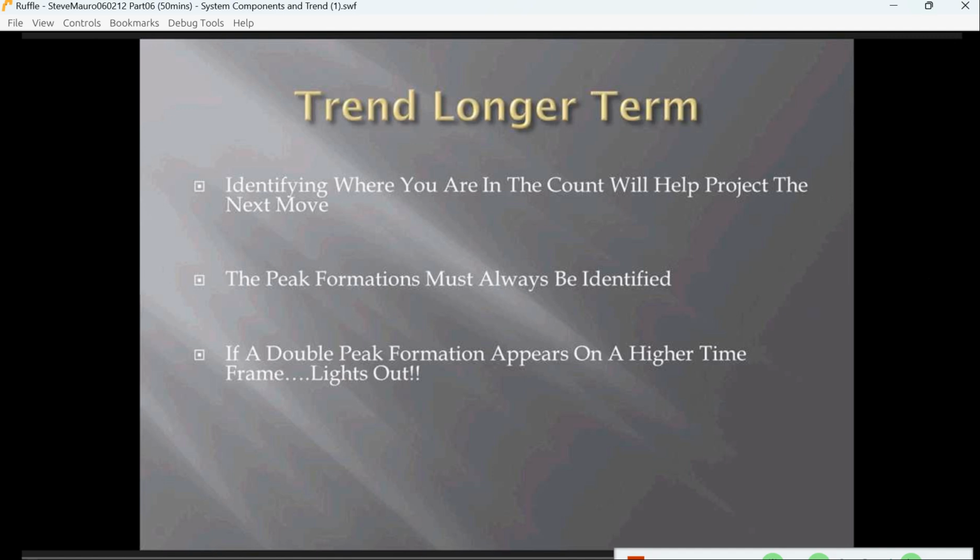We're going to look at that in here, don't worry. If a double peak formation appears on a higher time frame, lights out. You got them. What do I mean? If you have the peak formations on daily, 4-hour, 1-hour, all coming together at the same time, you own them. You got it. Okay? Here's an example of that.